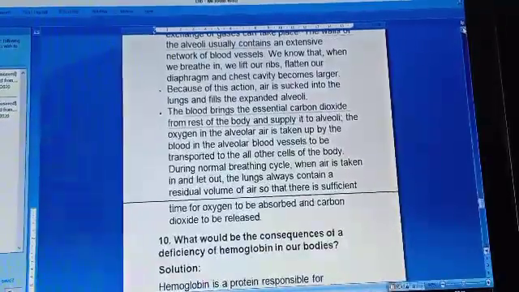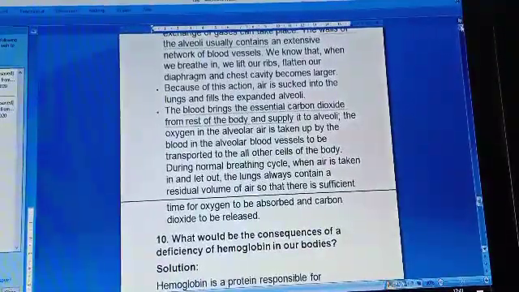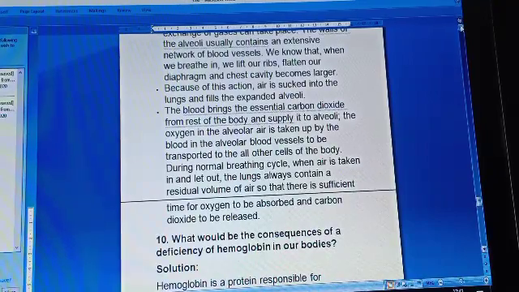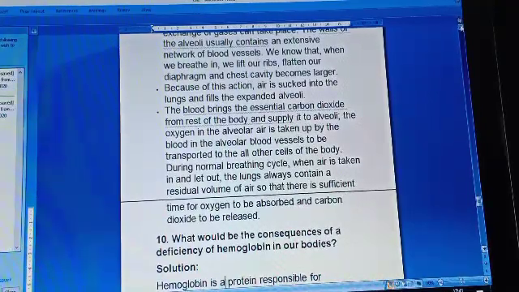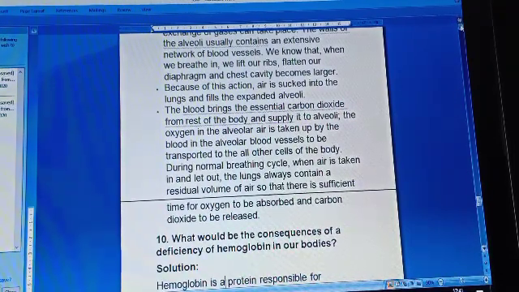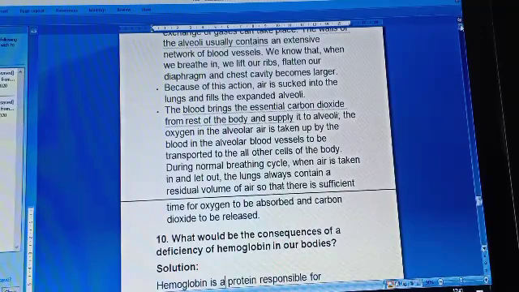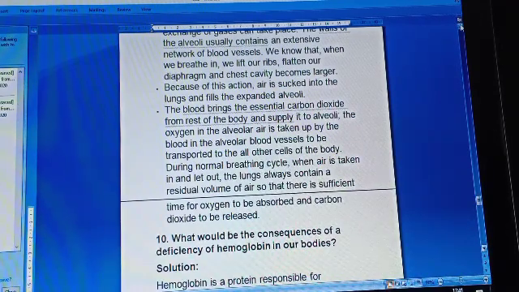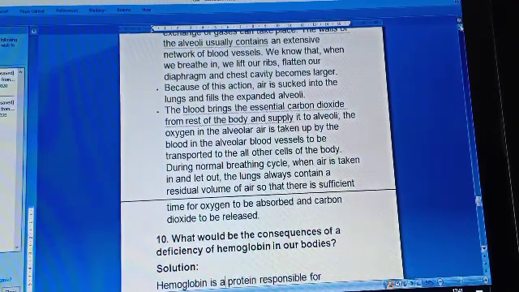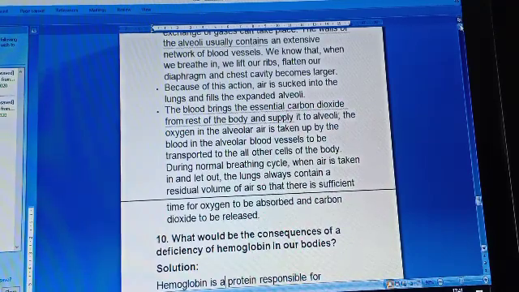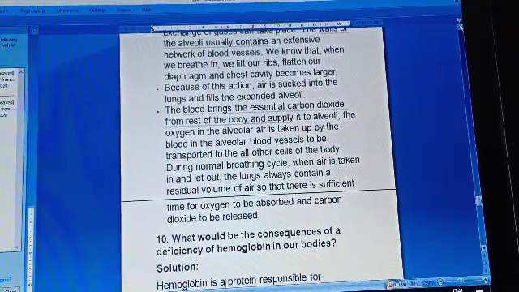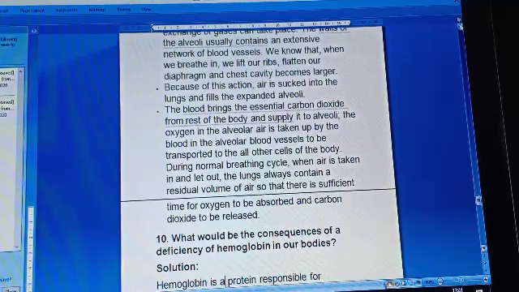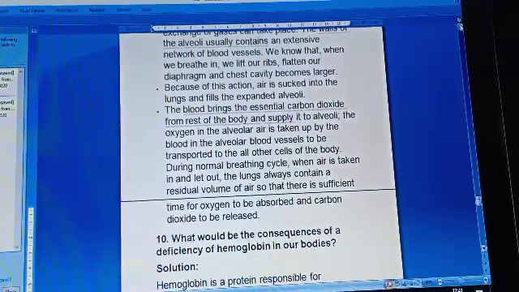Here all the phenomena are given: the blood brings carbon dioxide from the rest of the body and supplies it to the alveoli. The oxygen in the alveolar air is taken up by the blood in the alveolar blood vessel to be transferred to all other cells of the body. During the normal breathing cycle, when air is taken in and let out, the lungs always contain a residual volume of air, so that there is sufficient time for the oxygen to be absorbed and the carbon dioxide released.